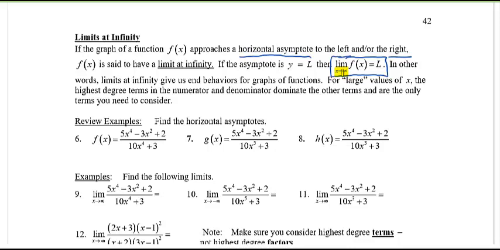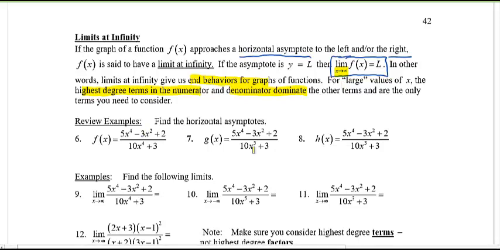Okay. Now, how do we calculate this? Well, we really just do this by looking at end behaviors for graphs. What happens when the x value is really, really large? And for polynomials, for large values of x, the highest degree terms in the numerator and the denominator dominate all the other terms. And therefore, those are the only ones you really need to consider.